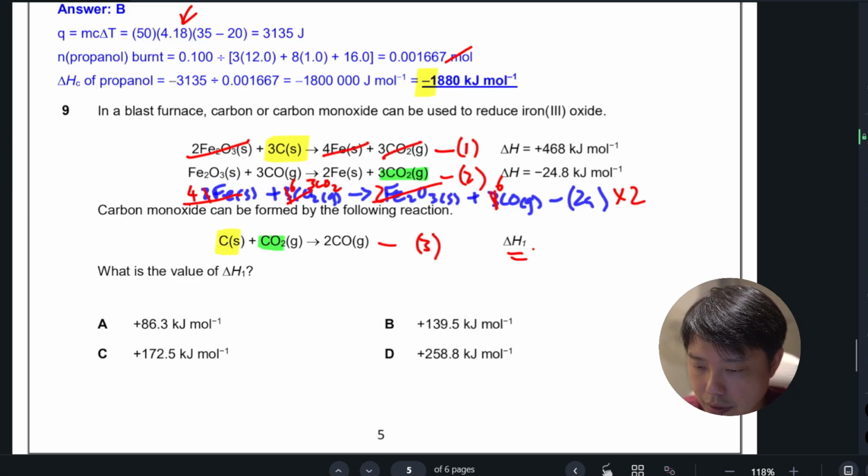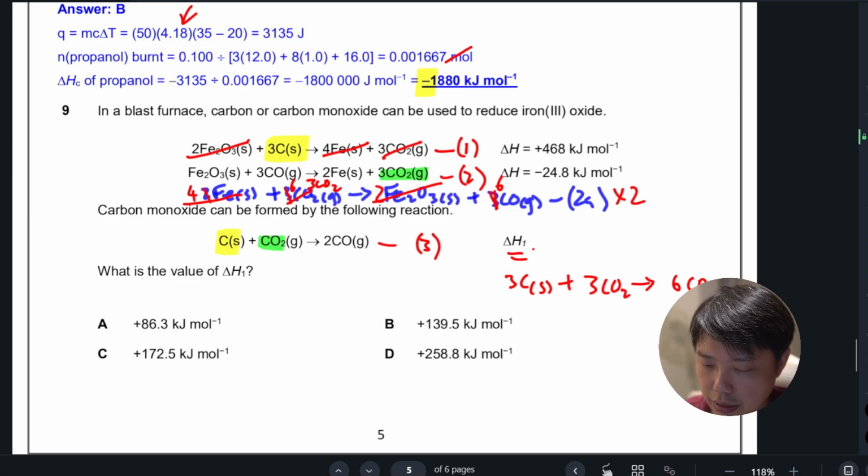Okay, so what you're left with, right? You're left with 3 CO2. So when we add up 1 and 2, what will you be left with? You're left with 3 carbon solid, then you're left with 3 CO2, and then product you're left with 6 O gaseous. Okay, so if you look at the final equation 3, in order to get to this, you will need to then divide by 3.